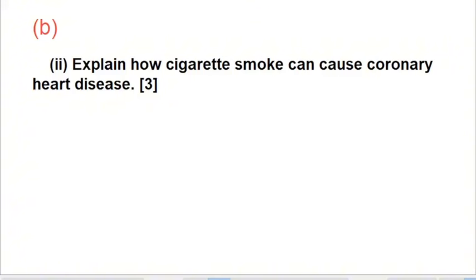We must know that cigarette smoke contains a stimulant called nicotine. When this nicotine is inhaled into the body, it tends to promote the accumulation of cholesterol in the blood. When there is too much cholesterol in the blood, it results in the constriction of the arteries and reduction in blood vessels. This means the arteries become narrow. Hence, blood finds it very difficult to flow at a normal rate, and this will cause coronary heart disease.